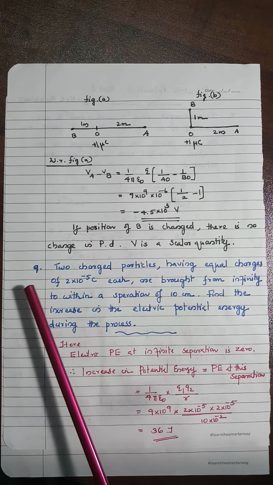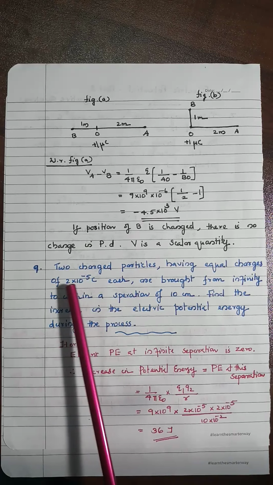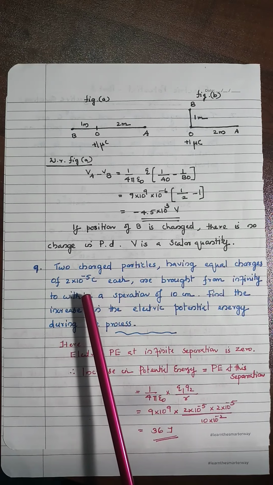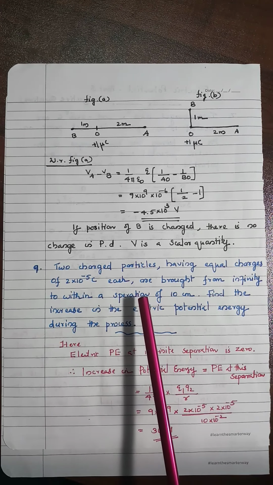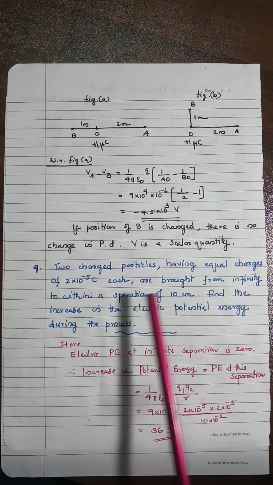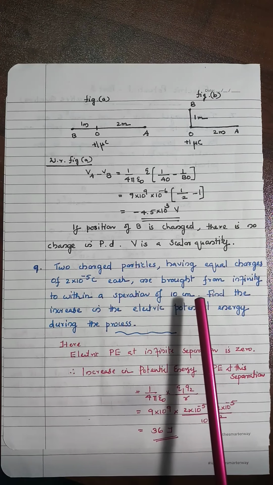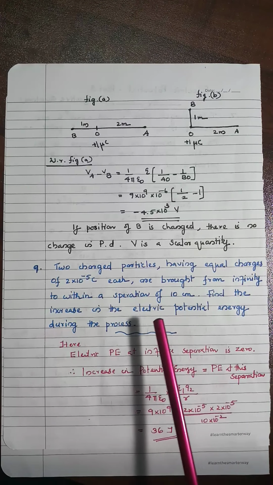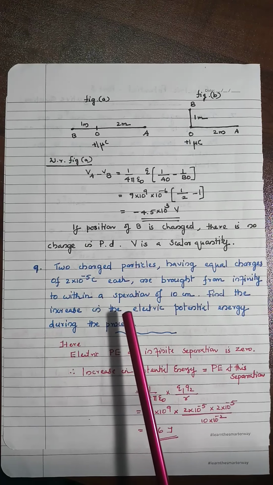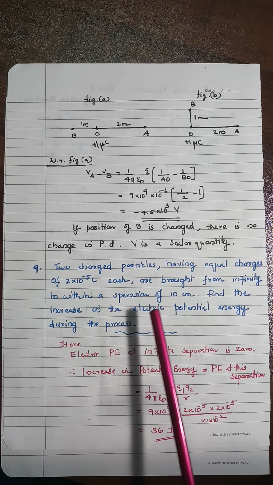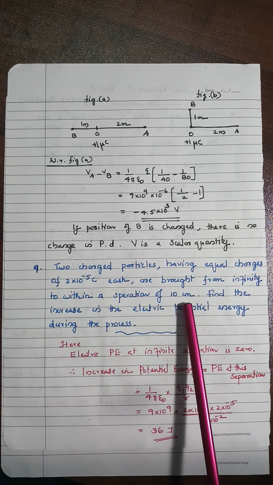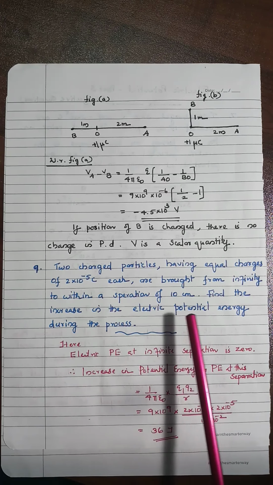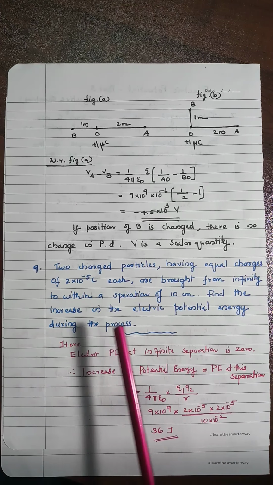We can move to the next question, number 9. Two charged particles having equal charges of 2 into 10 raised to minus 5 coulomb are brought from infinity to within a separation of 10 centimeter. So here the two charges having values 2 into 10 raised to minus 5 coulomb are taken from infinity to a separation of 10 centimeter. Find the increase in the electric potential energy during the process.